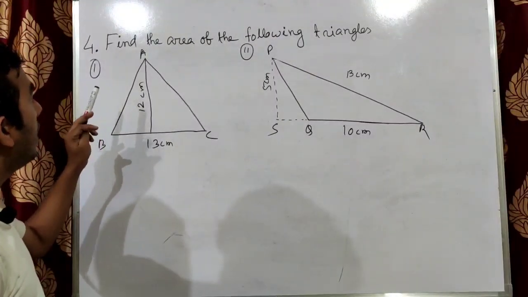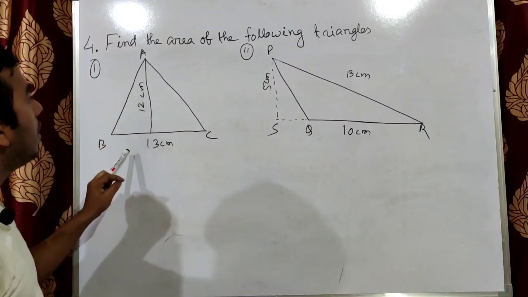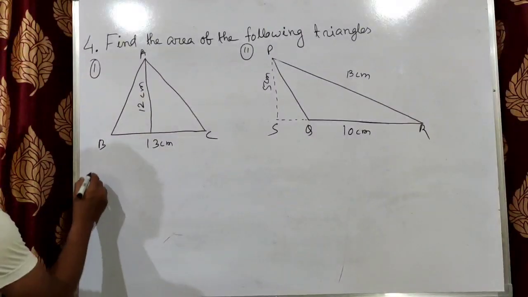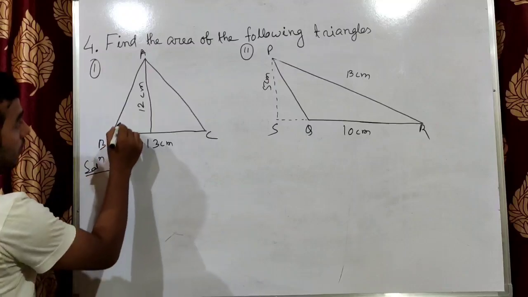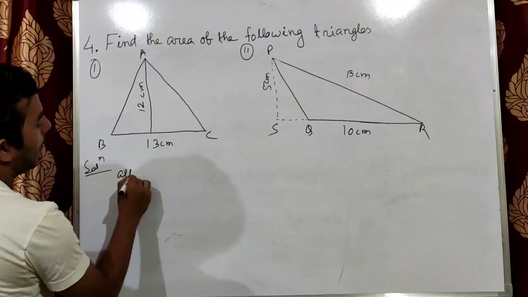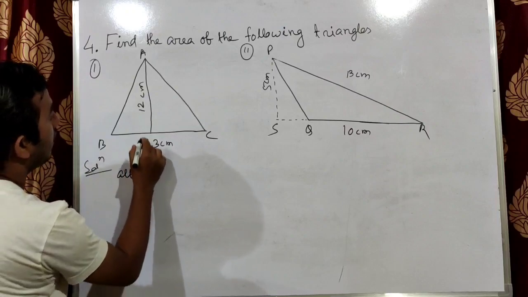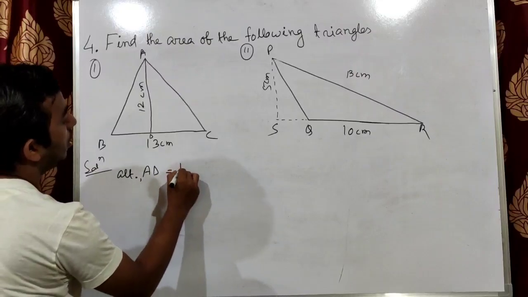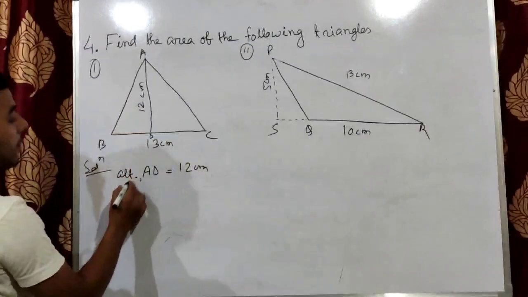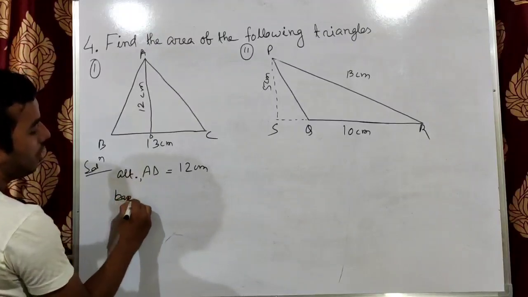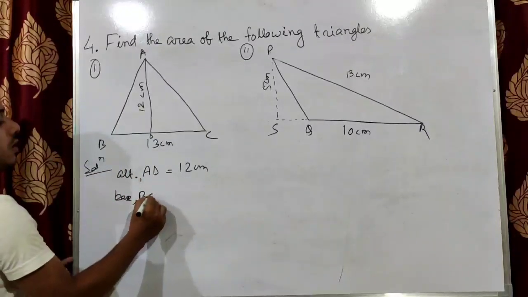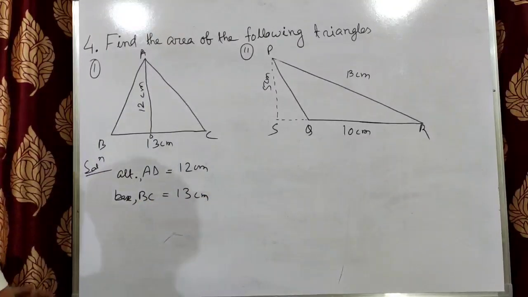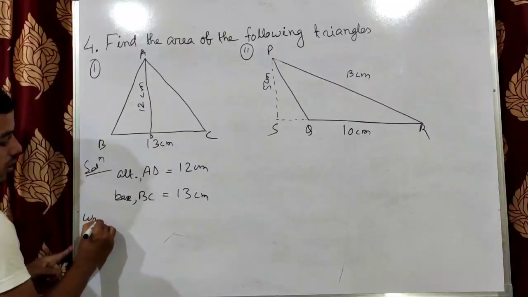Here the first is a triangle named ABC whose altitude is 12 centimeter and base is 13 centimeter. So we will write solution, then altitude, that is AD, altitude comma AD equals 12 centimeter, then base comma BC equals 13 centimeter. Clear? Okay. Now we know area of triangle.